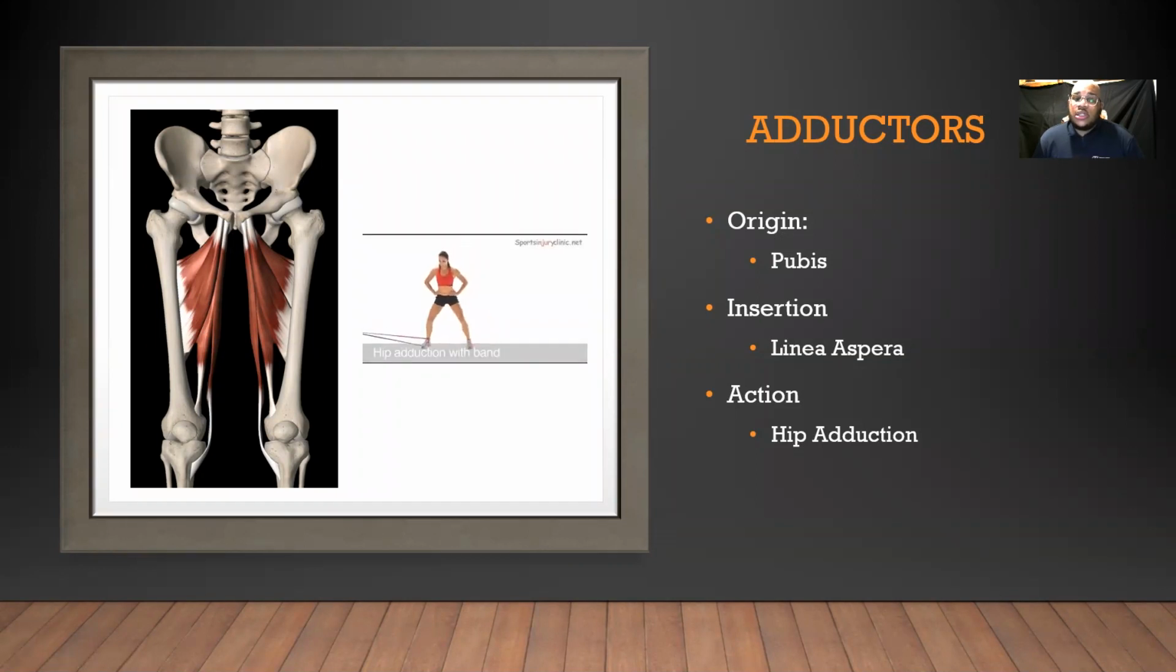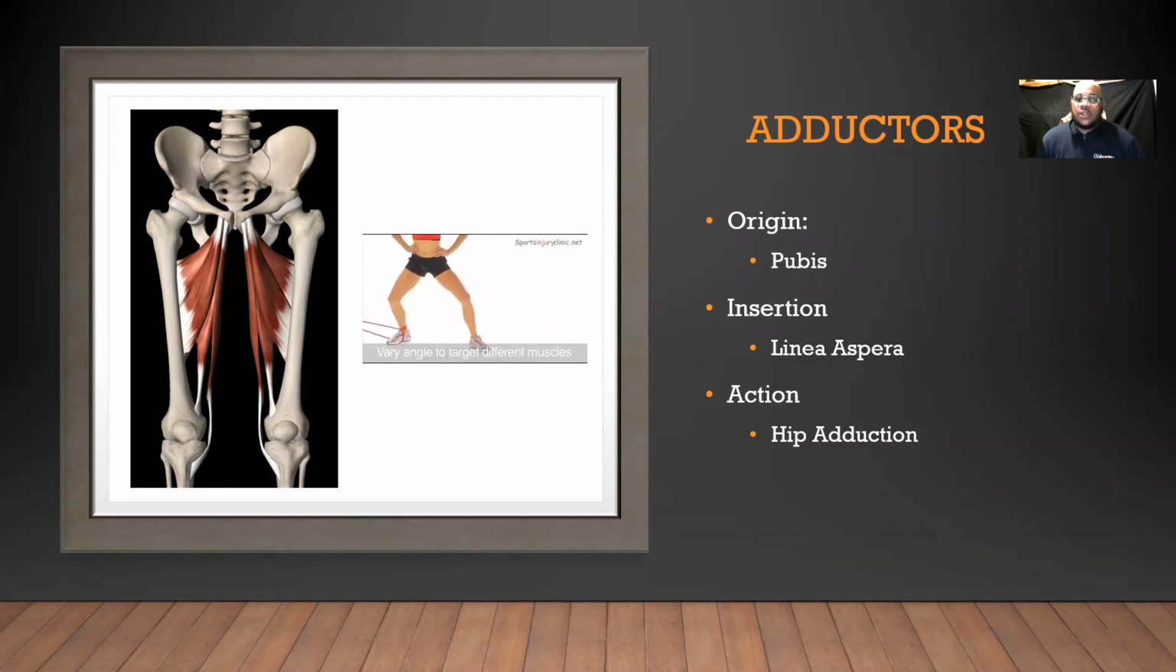So here we can see this young lady performing a hip adduction exercise using a resistance band. The muscles that she's targeting with this exercise are the adductor brevis, adductor magnus, and also the adductor longus. All three muscles together perform the same action of hip adduction.